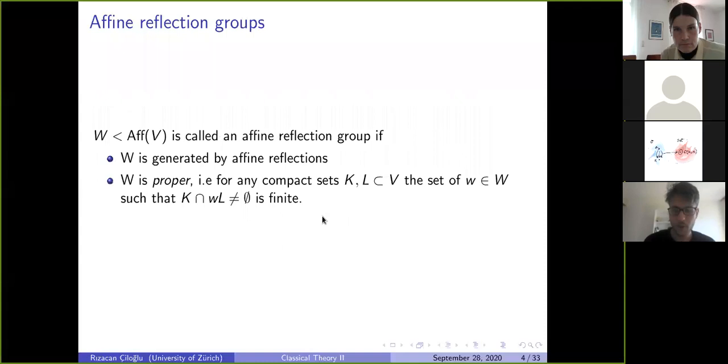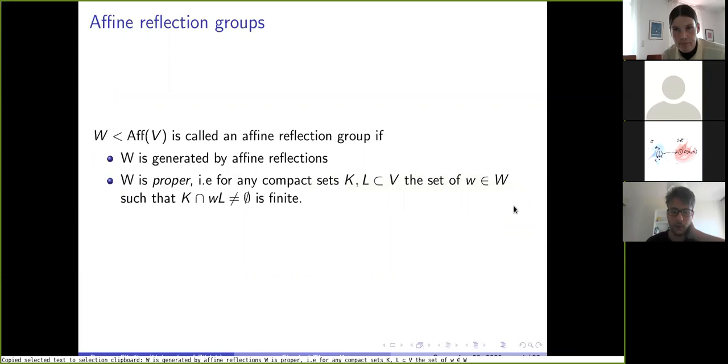Now knowing this, we can define what an affine reflection group is. An affine reflection group is a subgroup of affine transformations of V. It's called an affine reflection group if it's generated by affine reflections and it's proper. Proper means that for two compact sets K and L, the set of w in W such that K intersected with wL is not empty is finite. So only finitely many of the elements intersect. This is really the crucial property here. We will keep using it for all of our lemmas and all of our proofs.